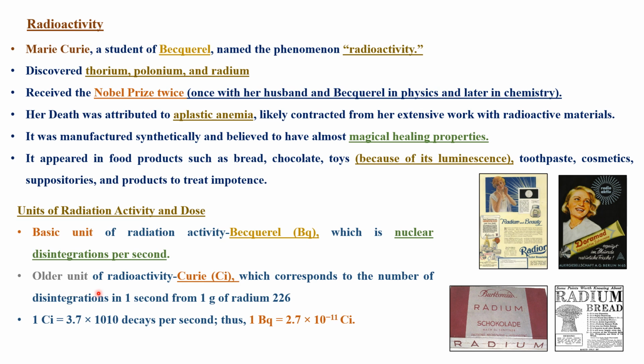If you look at the older unit, which was named after the scientist Madame Curie, it is the curie, given as Ci, which is the number of disintegrations in 1 second from 1 gram of radium 226. In our options also we have radium 226. So 1 curie is equal to so many decays per second, which is equivalent to so many becquerels. You will get a few questions on radioactivity. Based on half-life, you will be asked to calculate the radioactivity in your questions.